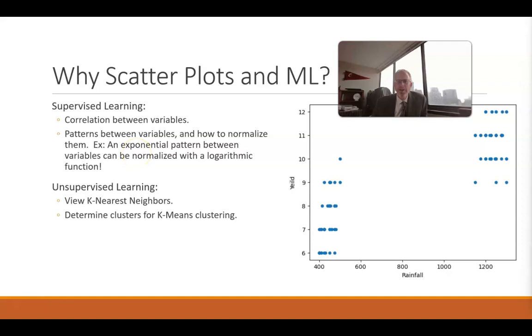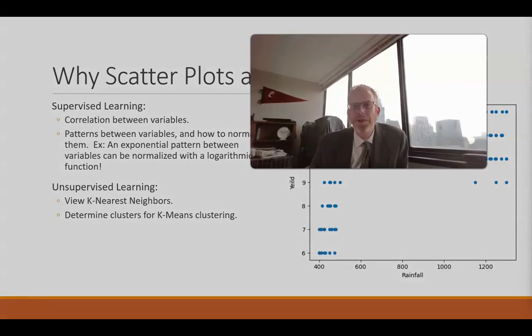Now, supervised learning is where we're looking at regression, logistic regression or linear regression. And scatter plots are handy here as well. One is we can look at correlation between variables, which is especially handy if we're looking at correlation between a feature and a target, where a target is what we want to predict and the feature is what's going to help us predict that target. If there's strong correlation, then that feature is likely something that's important.